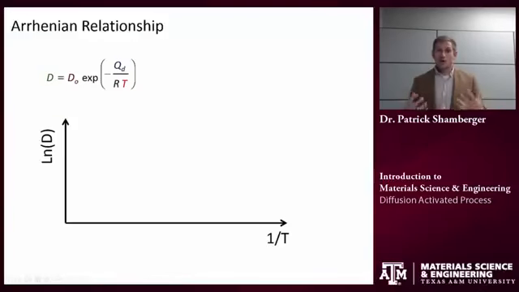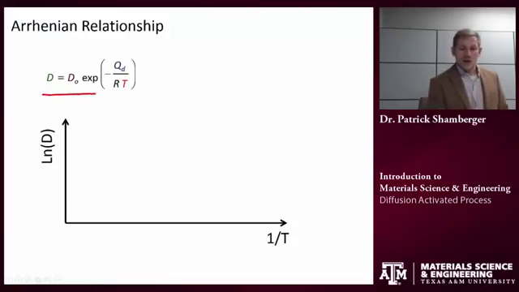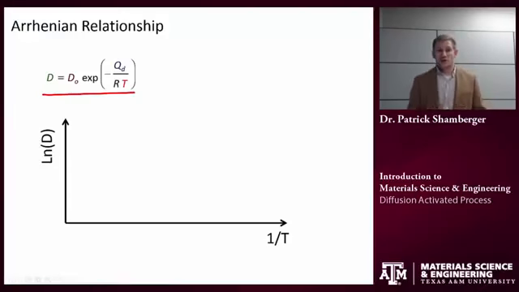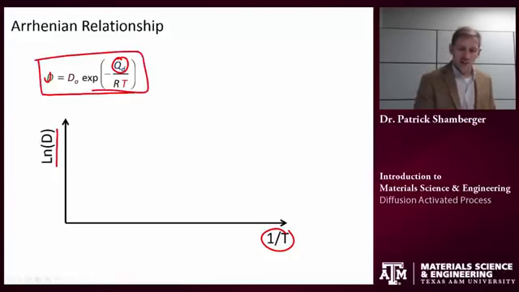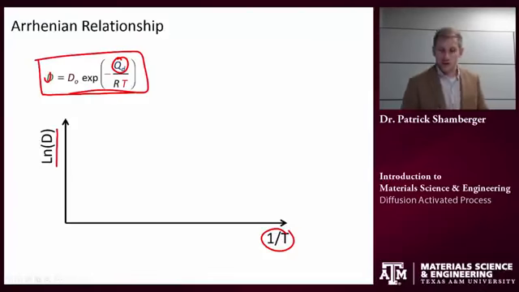So when we're looking at activated processes, if we want to measure some data and determine these variables, for example, what is the activation energy for a system, we are going to do that by plotting log of D on the y-axis and 1 over T on the x-axis. Now, this is because if I think that the process is going to follow this relationship, I take the log of both sides.